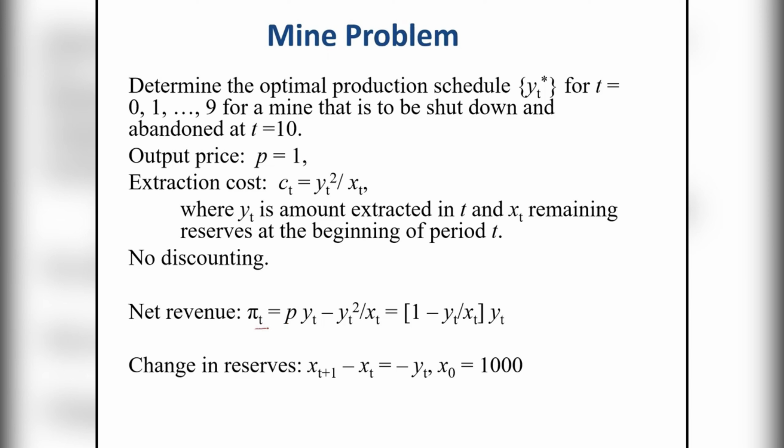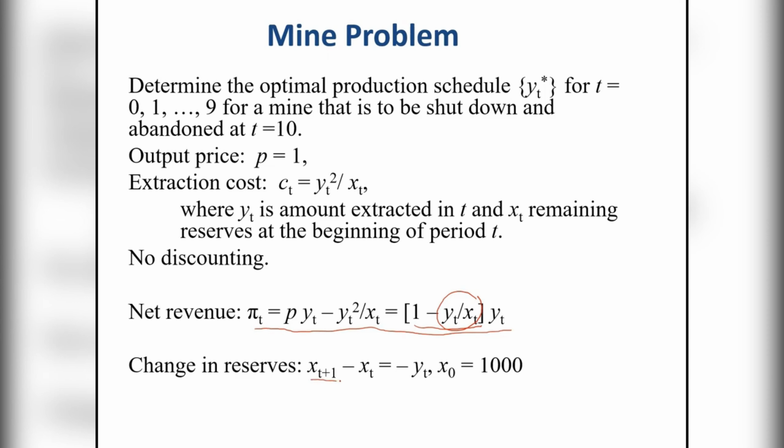Net revenue, or profit rather, is price times the amount of ore extracted in the period minus the cost, y squared over x squared, and because price is 1, we can rewrite this as follows. What's key here is this little thing, because it makes everything tractable without having to go to some kind of mathematical programming package such as GAMS.